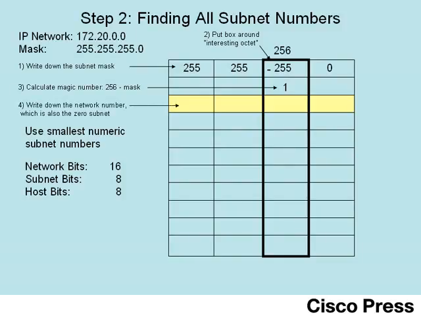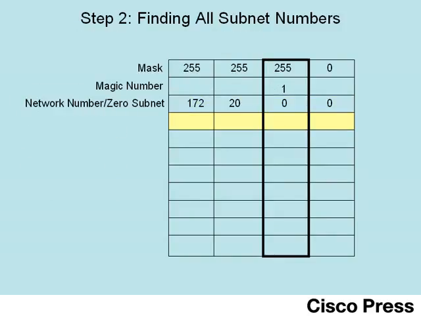Finally, to kickstart the process, we write down the network number again, because the 0 subnet number is always the exact same numeric value as the classful network number. Now let's continue with the process by adding the magic number to the previous subnet number to get the next subnet number. For instance, we just copy the 3 octets outside of the rectangle, and then we add 1 to this third octet, so 1 plus 0, of course, is 1. So our next subnet number would be 172.20.1.0.